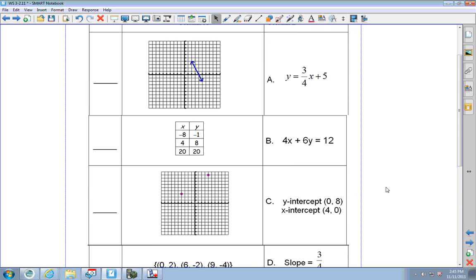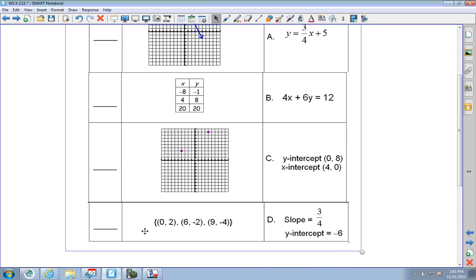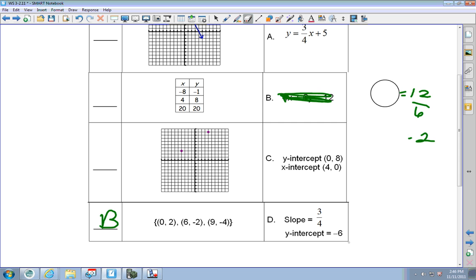So let's look at a few things. I'm going to start down here because I see that I have 0 and 2 right here. That means my y-intercept is 2. Y-intercept -6, nope. Y-intercept is 8, nope. All right, what about A? A says 5, nope. If I take 6y equals 12 and divide by 6, y equals 2. Yeah, my y-intercept would be 2, so this is going to be B. So take this out of the equation. I don't have that anymore.